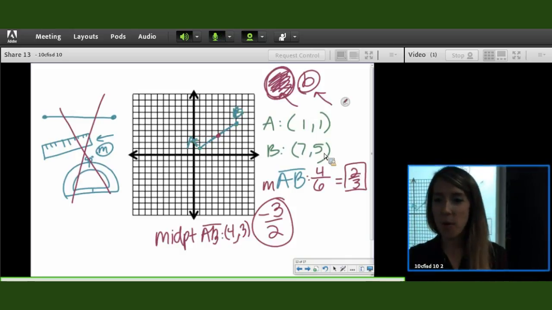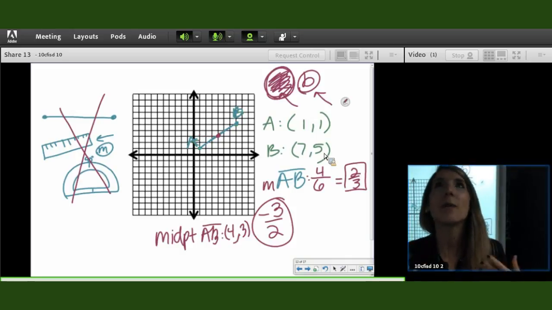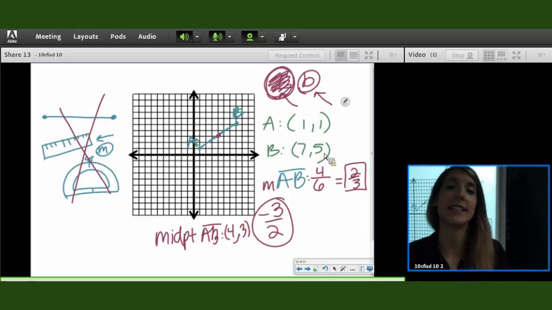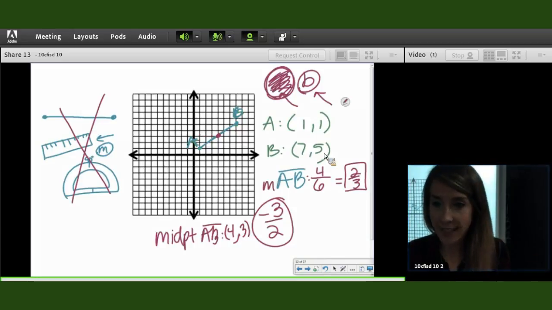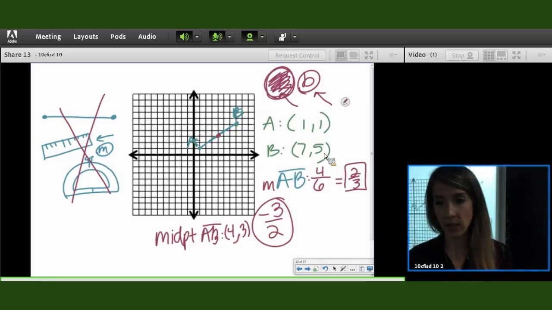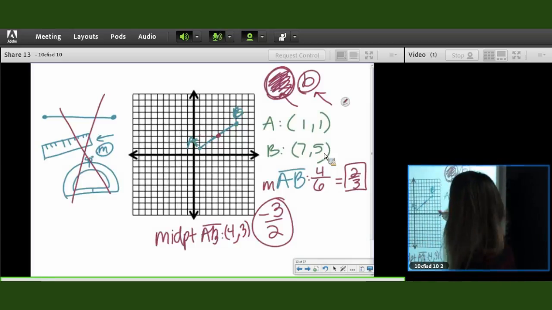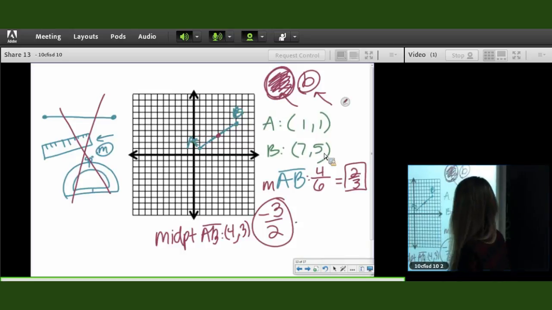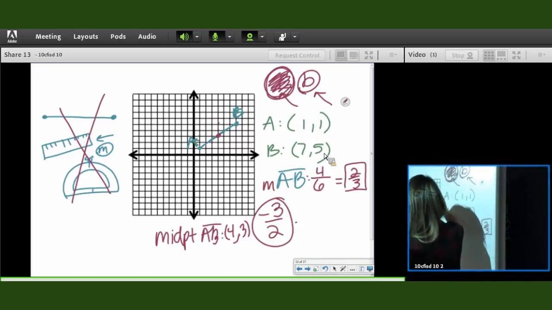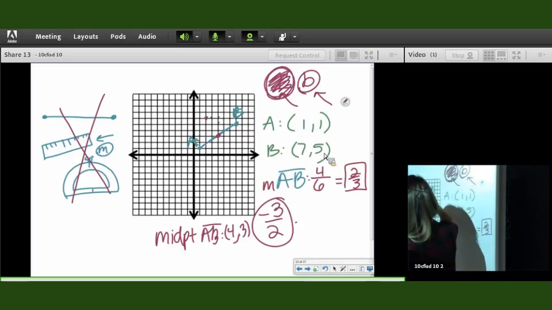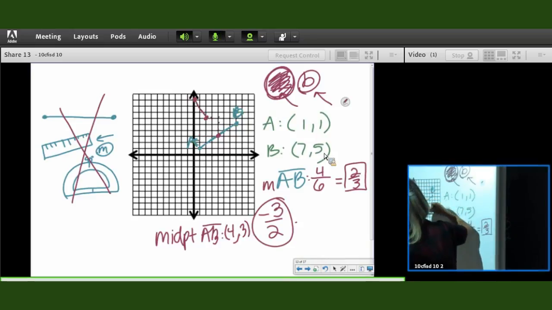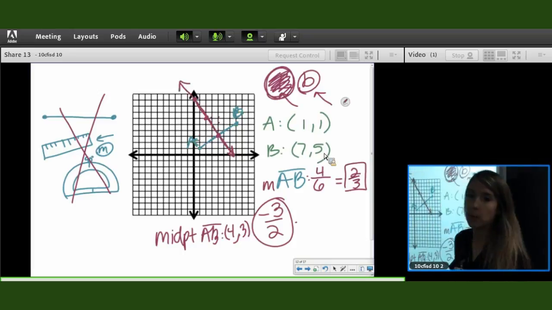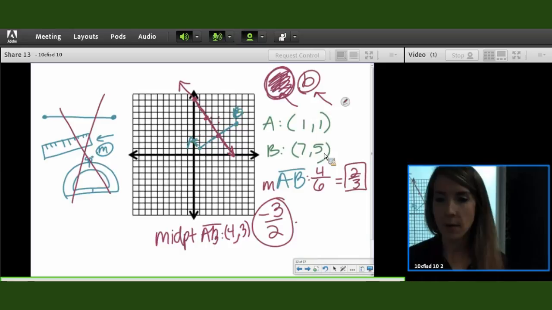So, we have a point and we have a slope. Now we could write the equation of the perpendicular bisector, or now we could plot and graph the perpendicular bisector. So we have a midpoint and we have a slope, so we could rise 3 and go backwards 2. 1, 2, 3, backwards 2. Look at that. That is the perpendicular bisector of segment AB.